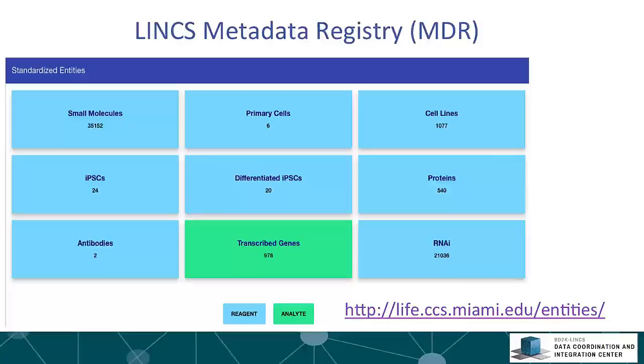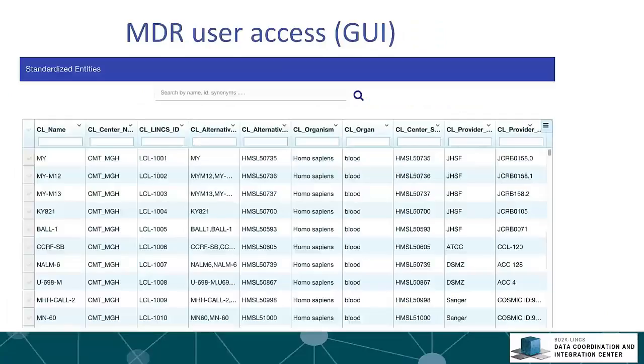Clicking on any of the tiles of the user interface will bring up a table with all the entries and their annotations of that particular category. For example here, LINCS cell lines, with various annotations including species, organ, and many different other annotations, IDs, provider, and so on. This interface also allows filtering and text-based querying of all the records of this given category. It also allows downloading of all the entries and their annotations. One can also download a template, which can then be used to upload additional records of that given category.